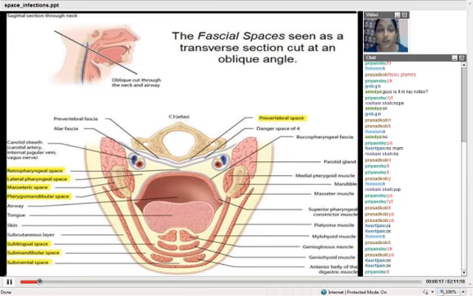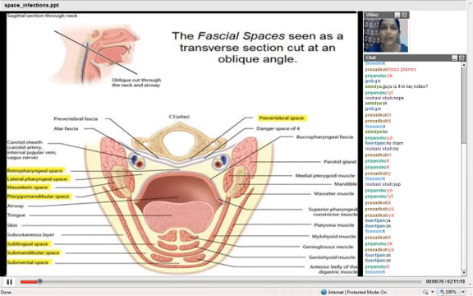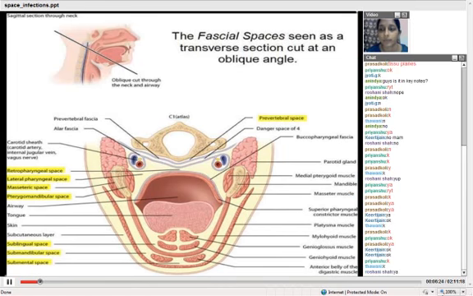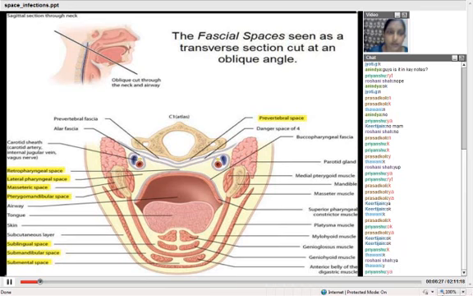Here it is in general. Concentrate on the diagram. Can everyone see the slide now? Okay, so here it is.